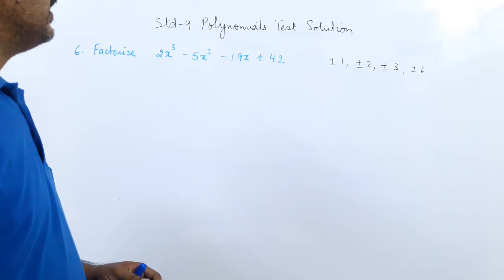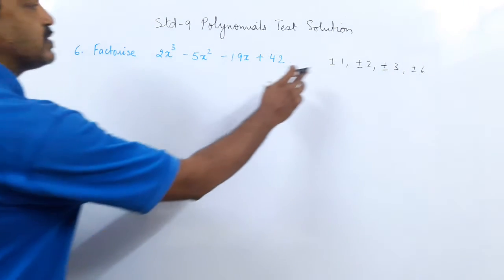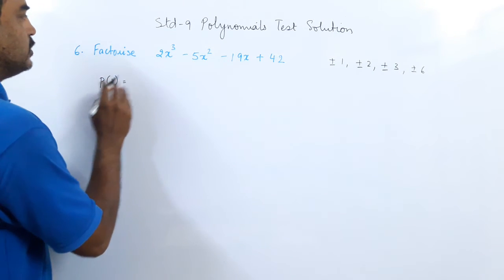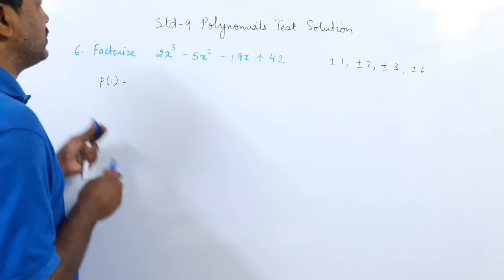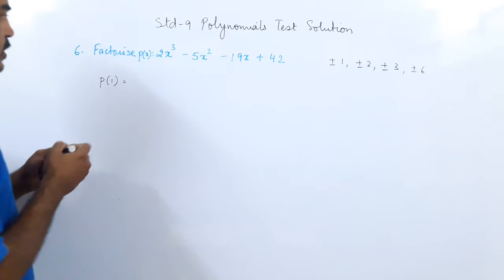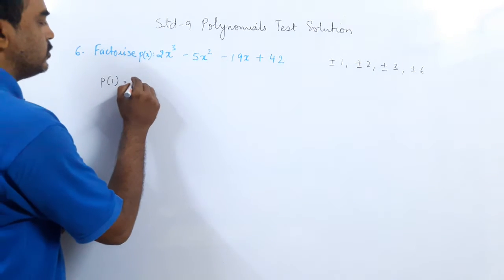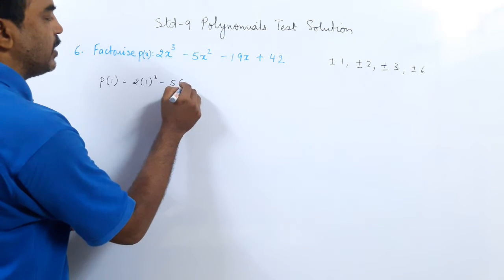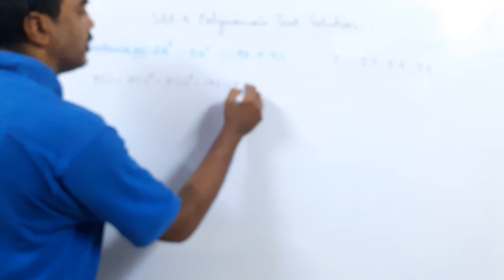We use the remainder theorem. So what is the remainder theorem? First I take p of 1. So this is p of x. The polynomial in x is this. So when I take p of 1, I replace the value of x with 1. So 2 into 1 cube minus 5 into 1 square minus 19 into 1 plus 42.